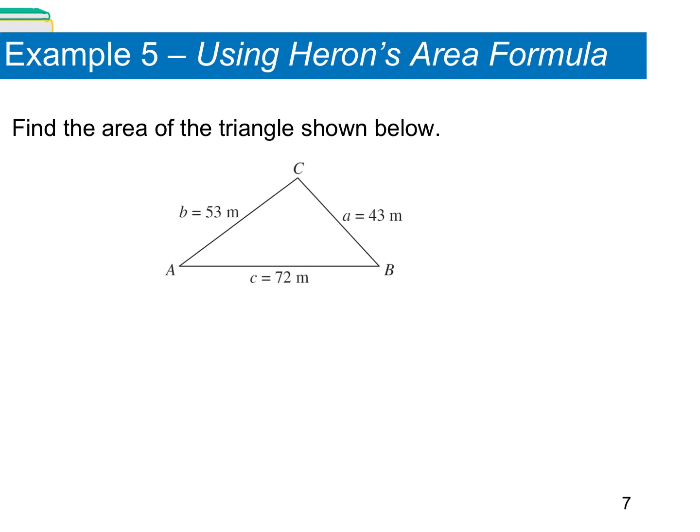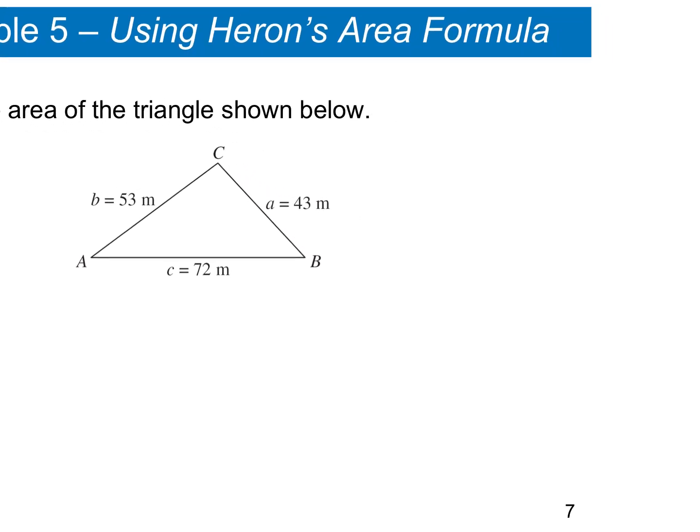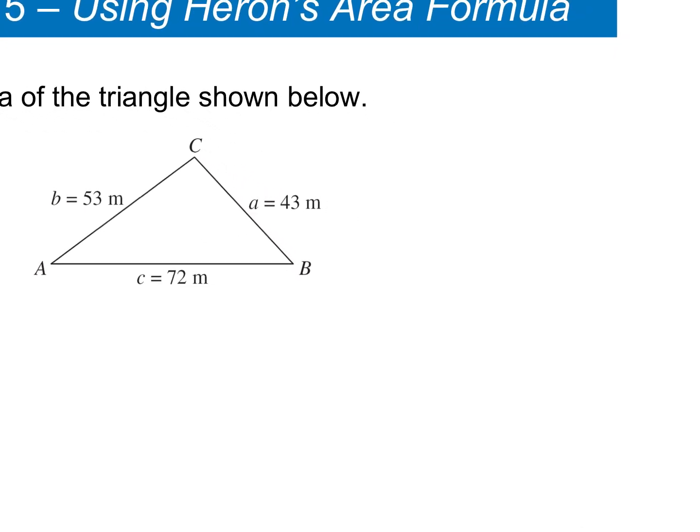So let's do example 5. We want to find the area of the triangle below. So here it's a side-side-side triangle. We're given the three sides. So the first thing we want to do is find S. So S is A plus B plus C divided by 2. So 43 plus 53 plus 72 divided by 2. Let's put that in our calculator. So for S, you should get 84.